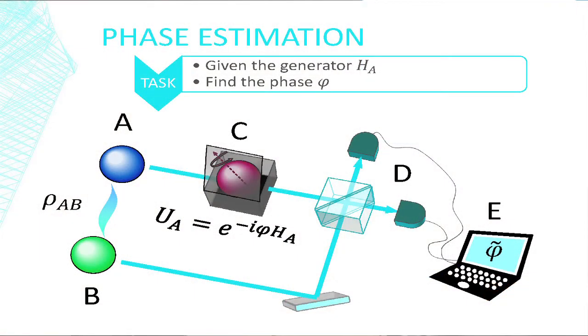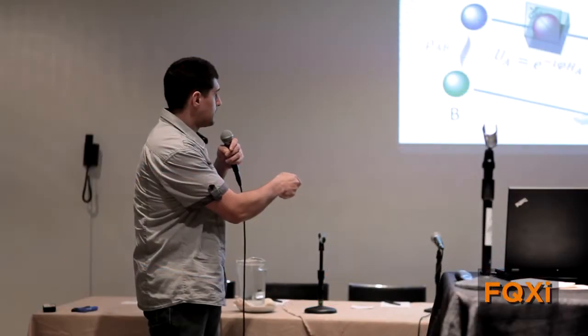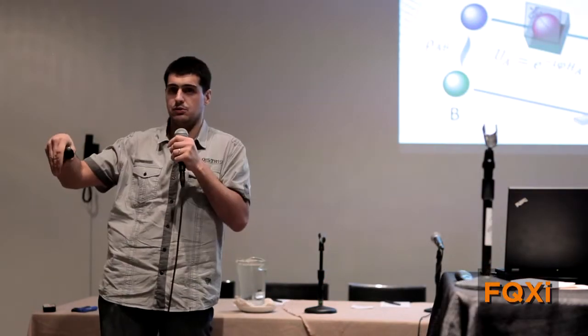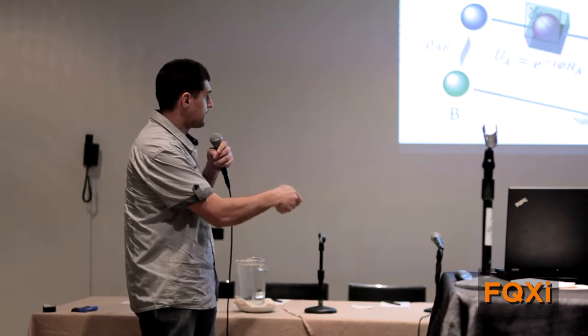This phase could be replaced by frequency, time, or any other physical parameter. So your setting is the following. You have a state in principle correlated. So let's consider at least two parties. You prepare some probe state here, rho AB. Now, one of the systems undergoes some unitary evolution of this form.